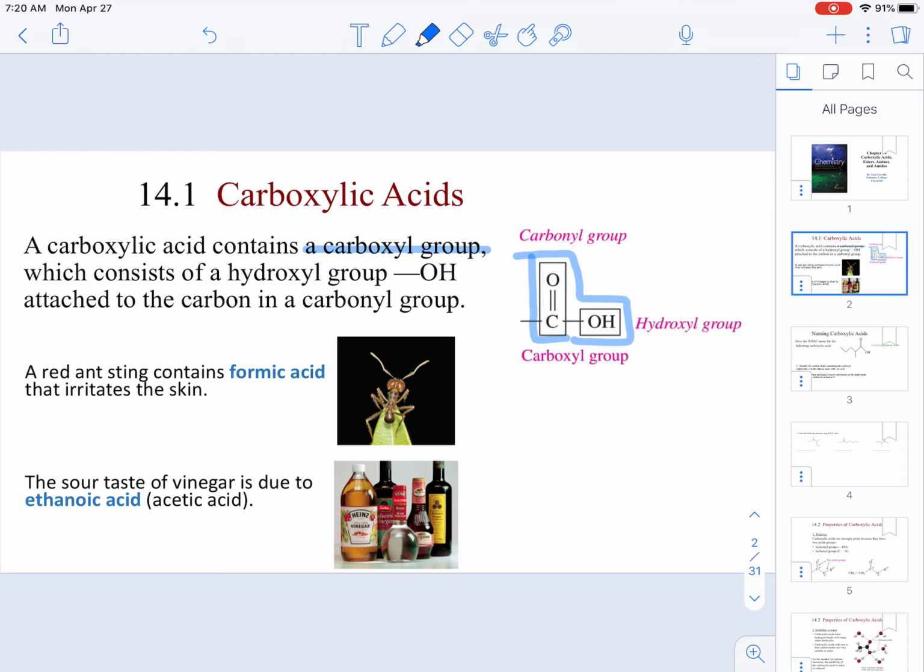So, for example, if you have a bite of a red ant, the reason why it stings is because the compound that is put in your skin is formic acid. Some of you are going to enjoy the sourness of certain products. So, for example, the reason why vinegar has a sour taste is because of the acetic acid that is present in the product.